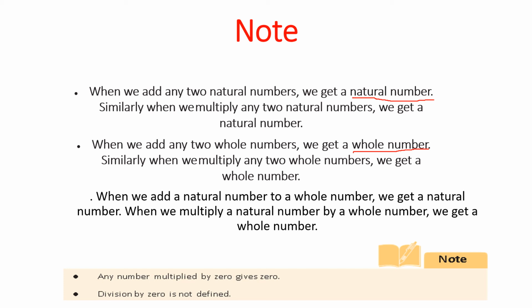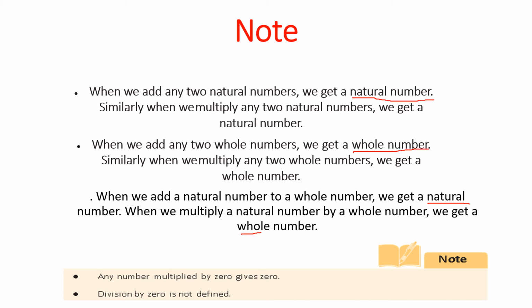When we add a natural number to a whole number, we get a natural number. அதாவது ஒரு natural numberையும் ஒரு whole numberையும் add பண்ணீங்கன்னா உங்களுக்கு என்ன கிடைக்கும்? ஒரு natural number தான் கிடைக்கும். Natural numberனா 1, 2, 3ல இருந்து ஸ்டார்ட் ஆகும். whole numbersனா 0, 1, 2, 3ல இருந்து ஸ்டார்ட் ஆகும். இப்போ ரெண்டு numbers நீங்க add பண்ணும்போது என்ன கிடைக்கும்? Natural number.